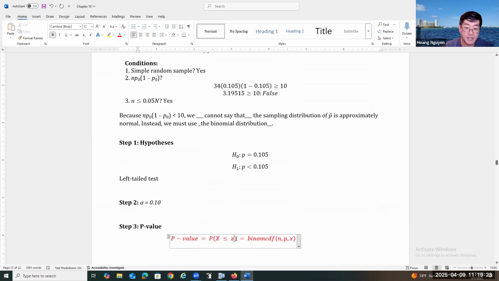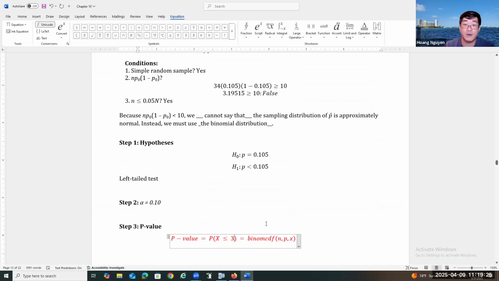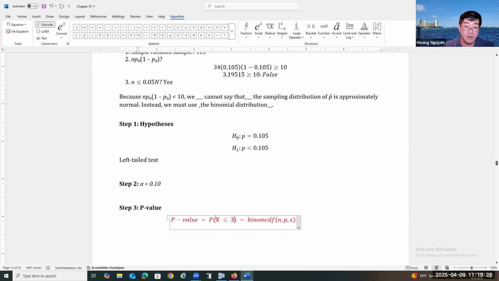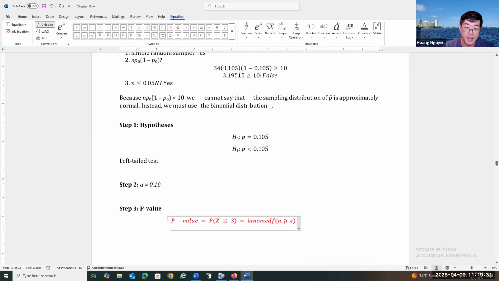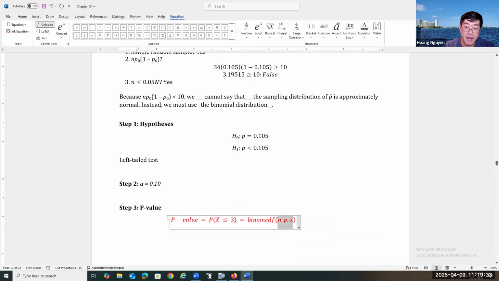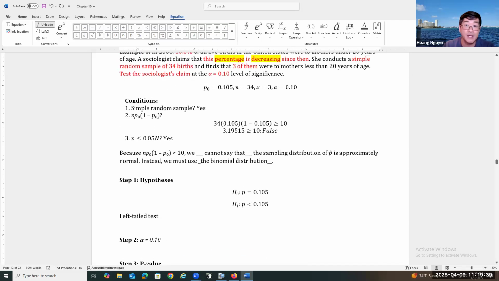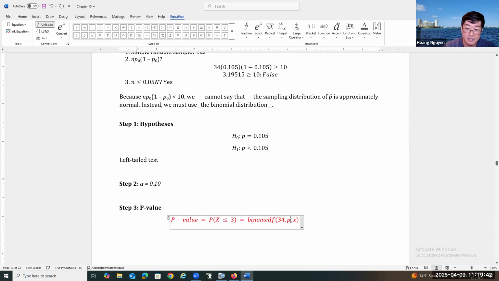Okay. Now x is going to be 3. I'm just replacing x equal 3 right here. So the p-value is equal to the probability that the x value is less than or equal to 3. I'm going to use the binom CDF calculation. We need to know the sample size n. The sample size n is 34. We know the probability of success in this case is 0.105. And then the x value is equal to 3.